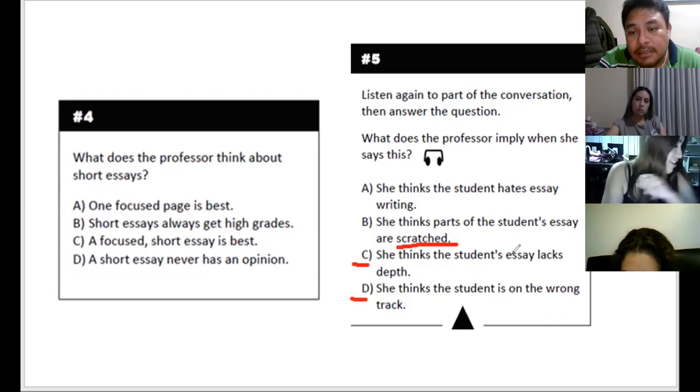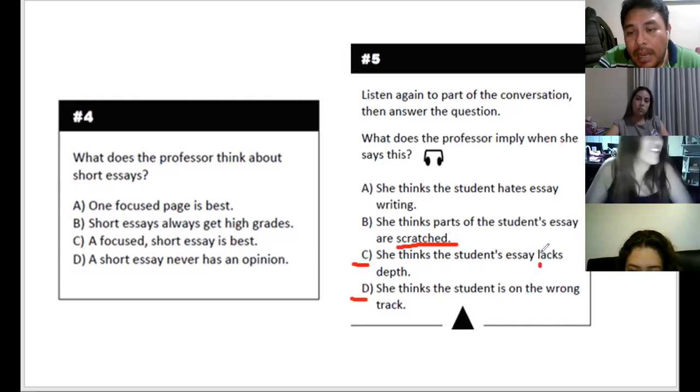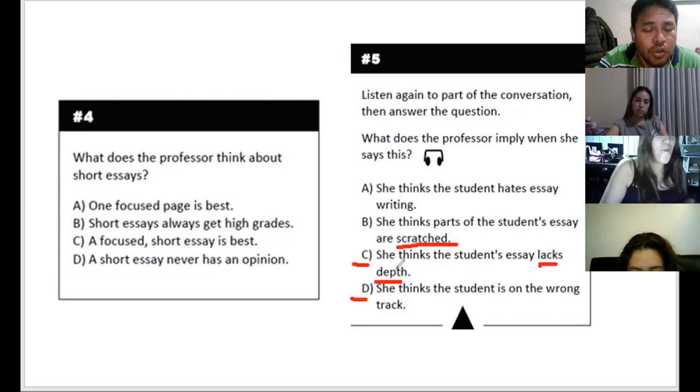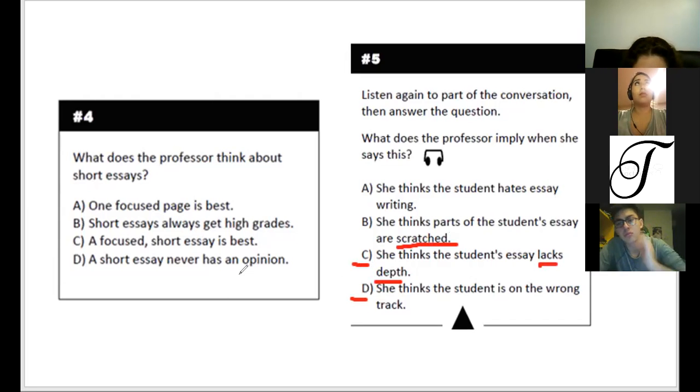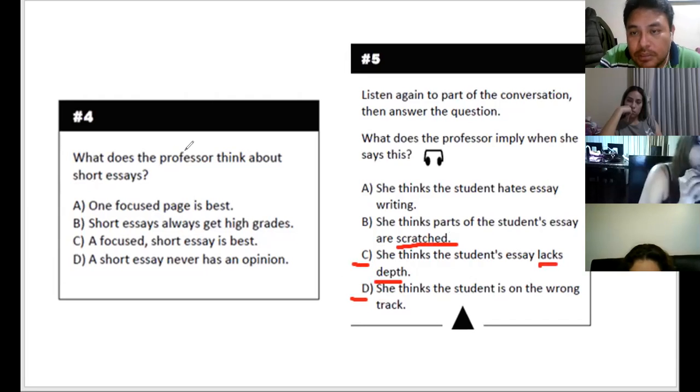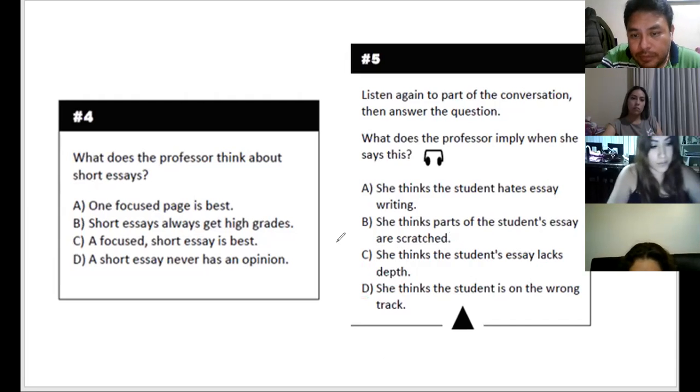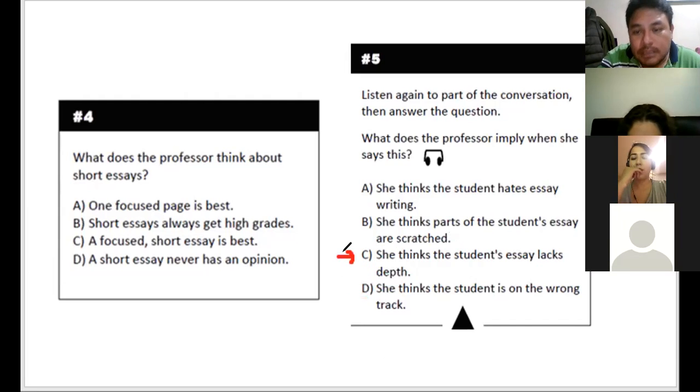But what she's saying is the student's essay lacks depth. Do you understand the word depth? What is depth? Profound. Right. So when you're saying scratching the surface, it means that you don't go further in your information, it's just like saying the general idea and you don't specify things in your essay. And that's what she implies, according to the professor. So the correct answer is letter C. She thinks the student's essay lacks depth.